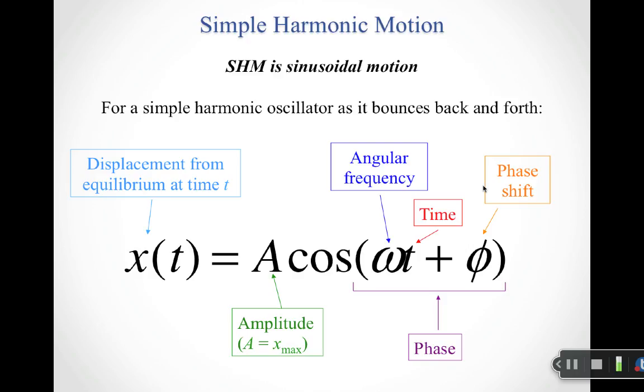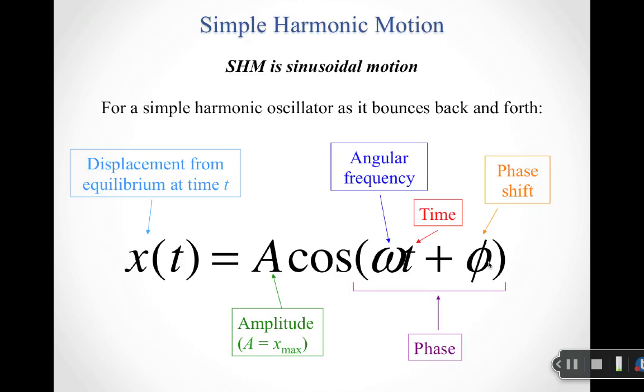Since we've got a sinusoidal motion, we have an equation that describes that, and in this case we're going to use a cosine curve. So for our simple harmonic oscillator that's bouncing back and forth, x is some displacement from equilibrium. x as a function of time is given by the amplitude, that'll be the maximum displacement, times cosine, and this is all known as the phase. So omega t plus phi is the phase. Phi over here is the phase shift.